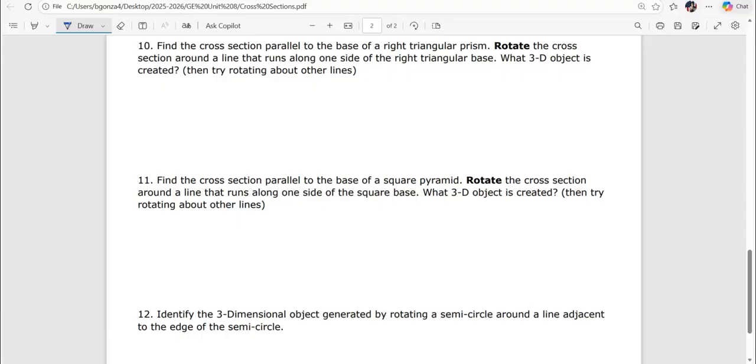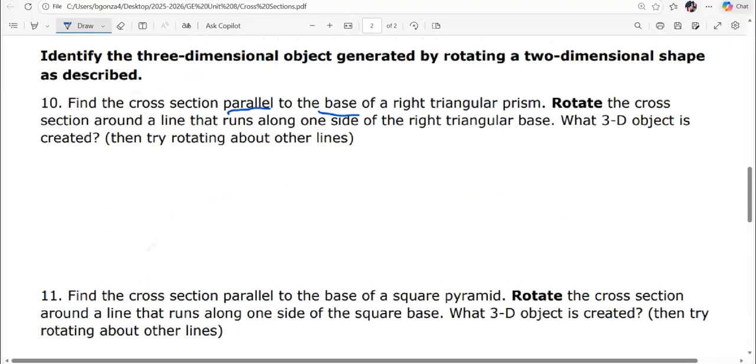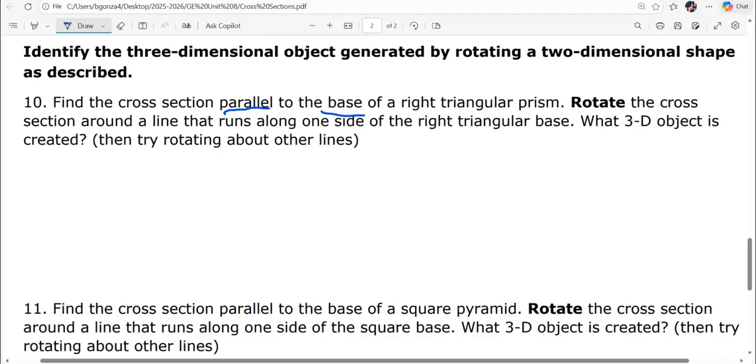Now, number 10, 11, 12. We're going to do this real quick. If you find the cross section, what does it say? Parallel to the base. Does everyone remember? Parallel to the base is the same as the base. But I don't have a picture here, right? But if you just read it, it tells you right here.